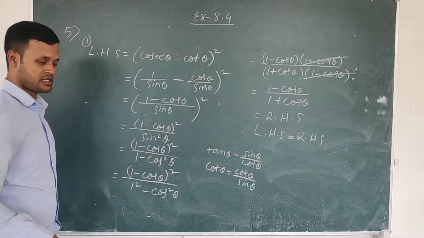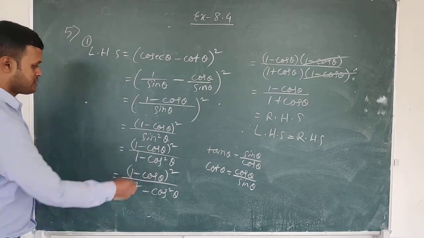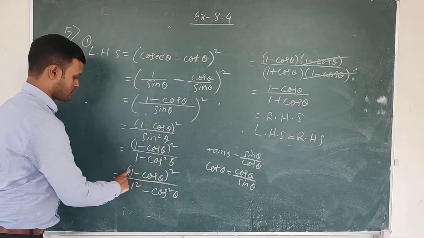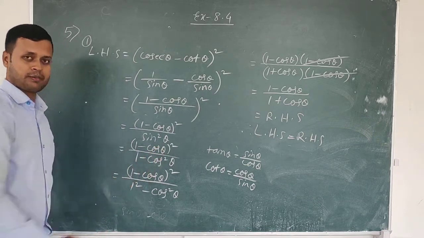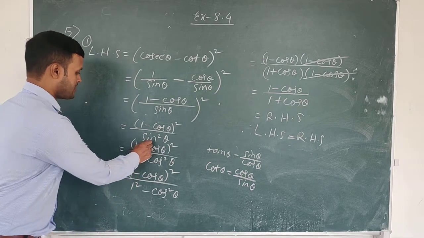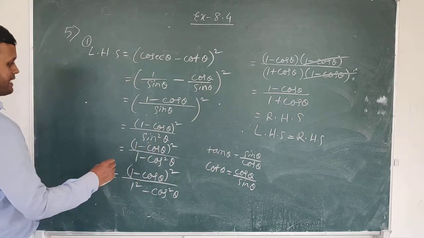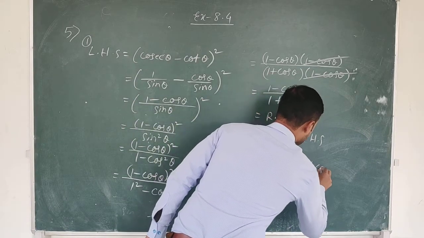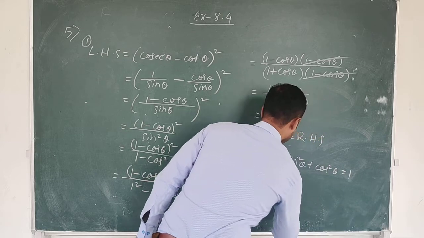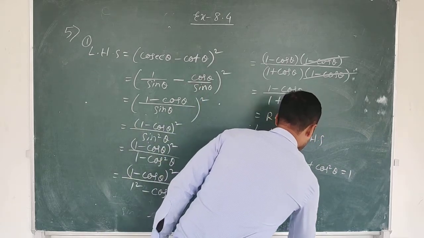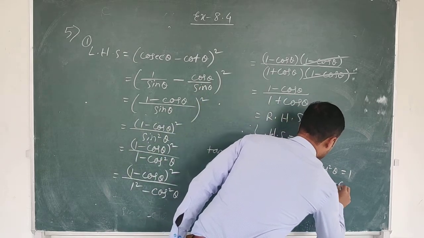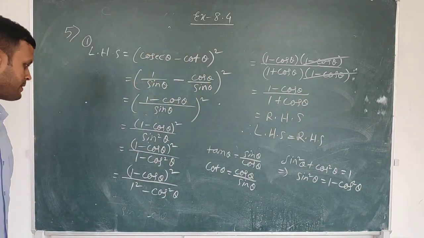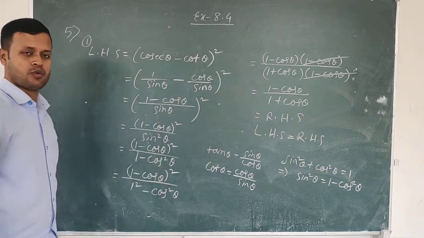So see here, in terms of sin square theta, what will you write? 1 minus cos square theta. So 1 minus cos theta whole square by 1 minus cos square theta, isn't it? Why? In place of sin square theta, I wrote 1 minus cos square theta. Can I write this? Because sin square theta plus cos square theta is equal to 1. Therefore, sin square theta is equal to 1 minus cos square theta. So in place of sin square theta, I am writing 1 minus cos square theta.